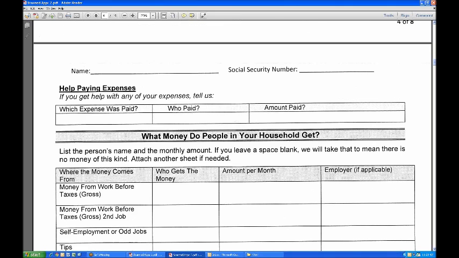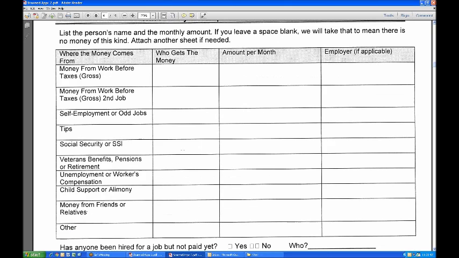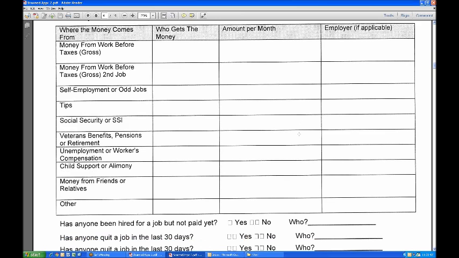Page 5, if they're getting assistance paying their expenses, they need to note that. And then here is information about their income. This is another situation where if they are not receiving it, make sure to mark it out, put NA, put a dash, put something. And you can see the different categories of the income sources. So Social Security would include retirement or disability, and SSI is also included in this category. And so you put who gets the money and the amount per month. Again, gross amount, so amount before any deductions.